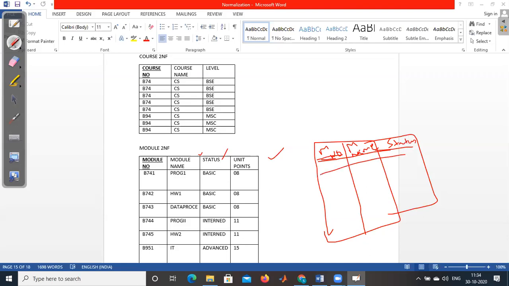Okay, so this is one relation. This relation is decomposed into module number, module name, status, and another table: status and unit points.